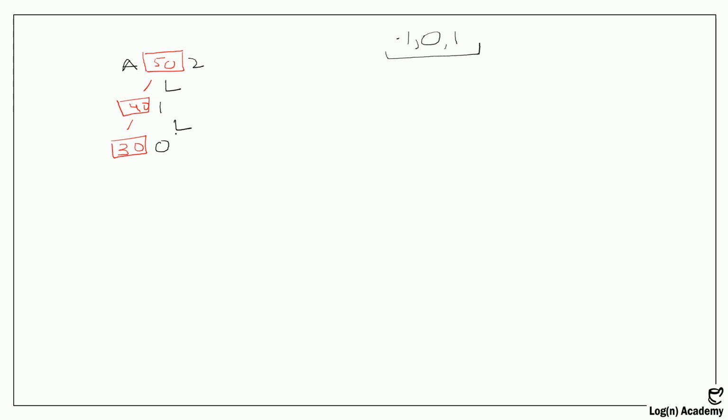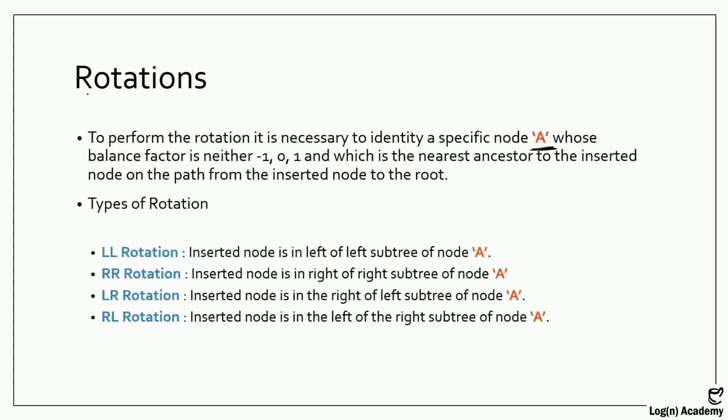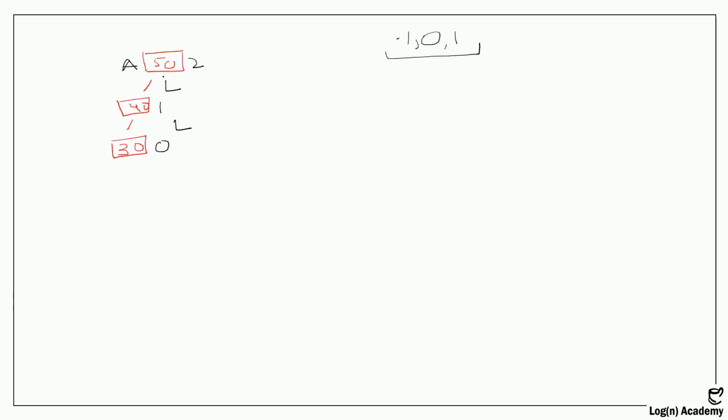Left and left. So we inserted 30 on the left subtree of 50, right? Let's again read the sentence: inserted node is in the left of the left subtree of node A. So the node A, as we have identified, is 50, and we have inserted 30 on the left subtree of it. So now we've identified that we'll have to apply L rotation.